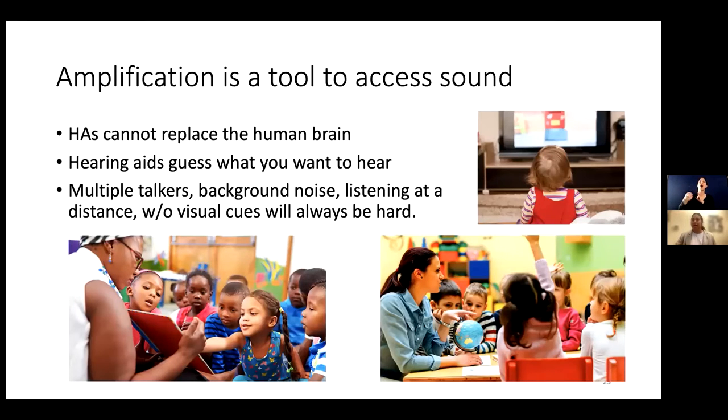So I really want us all to keep in mind that even when wearing amplification, listening in the presence of multiple talkers, like sitting around the dinner table with family or in a classroom discussion, story time, play time, or background noise is always going to be hard. Listening at a distance as well is going to be hard because you're depending on the guessing of the amplification to correctly guess what you want to hear and what you want to not hear and what you want to reduce. And, you know, it's doing its best, but it's not perfect. And sometimes amplification will not get it right.